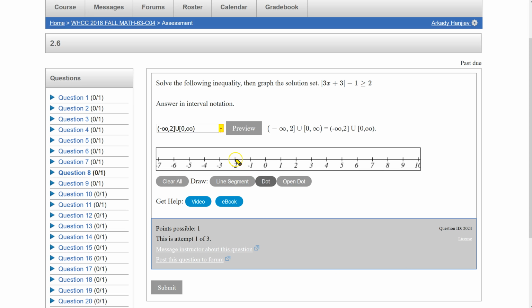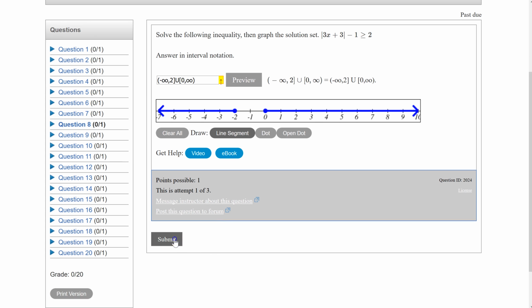Okay, let's do the dots first then. Dot there and a dot there. You got to be very, very precise. You got to be right there. Then we're going to do the line segment going off to the left, another line segment going off to the right. All right, let's see if we got this correct. Submit it.